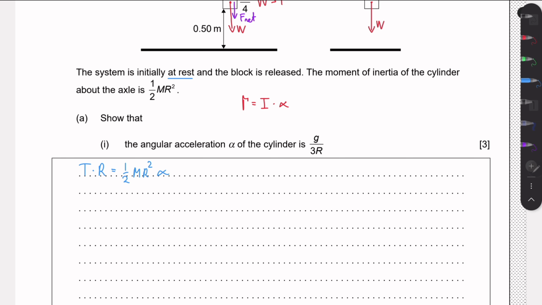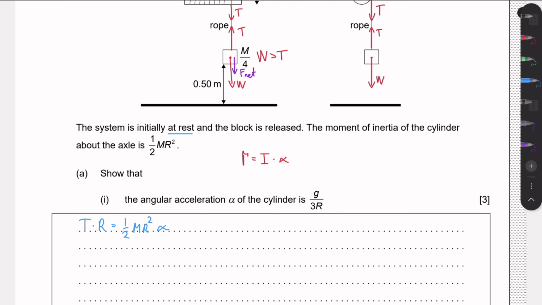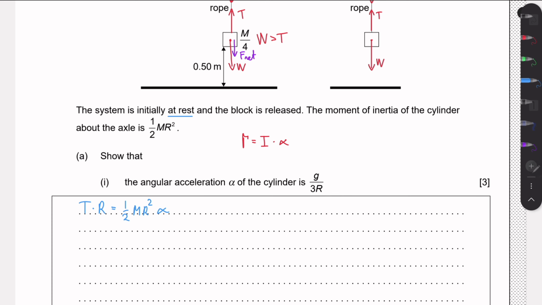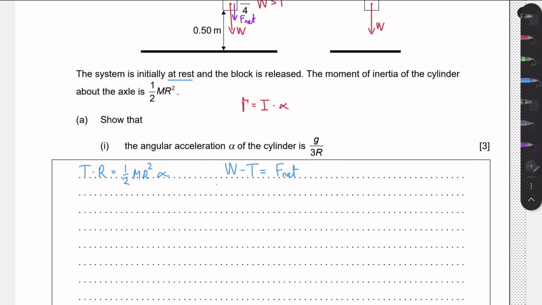And then we can also write down the net forces acting on this system, so the equilibrium of the forces. So we can say that the weight force minus the tension will give us the net force. And well, we know that the weight is just mass times gravity, so mg over 4. Then we still have the tension. And then the net force we know is m times a, where a is the acceleration of the system. So that will be m over 4 times a, as we're considering the acceleration of the block here.